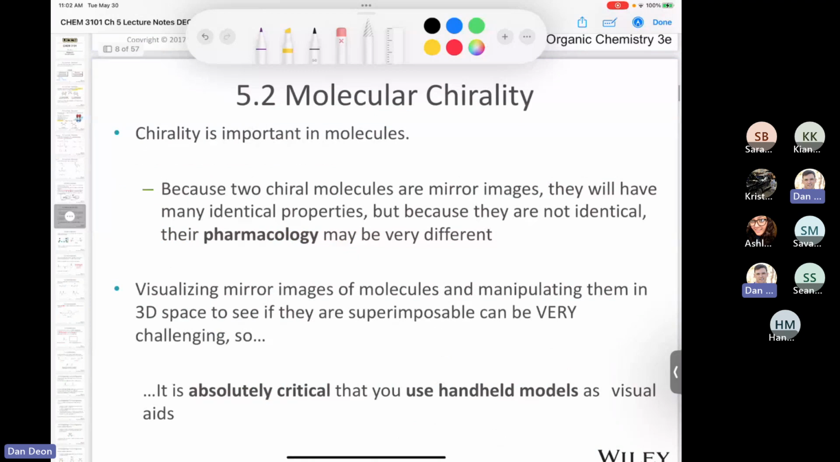The reason it's important in molecules is if you have two molecules that are chiral, so mirror images that are non-superimposable upon each other, their connectivity is the same. They're going to have the same melting point, same boiling point, and all that kind of stuff. The only thing that's different is the orientation or the arrangement of the atoms in space.